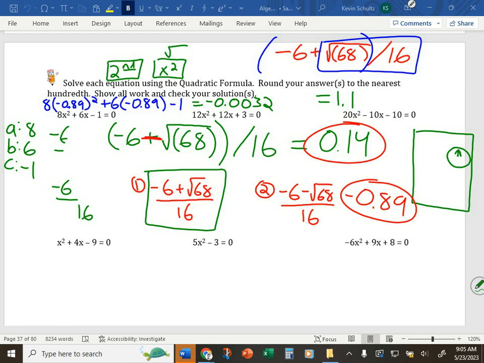Okay. 21st century. Okay. Your homework for tomorrow is to work on the rest of the page.